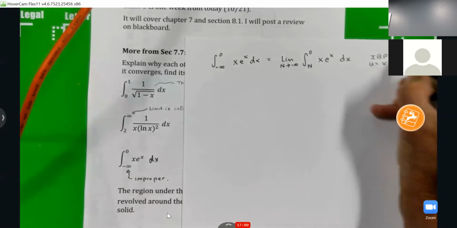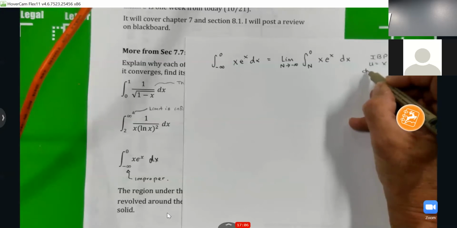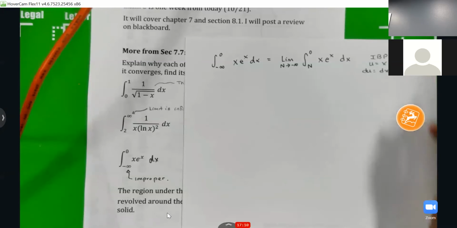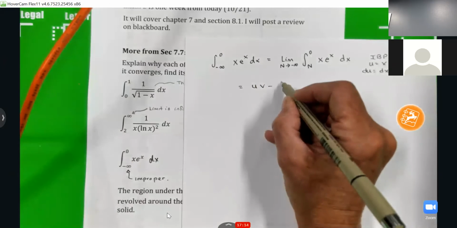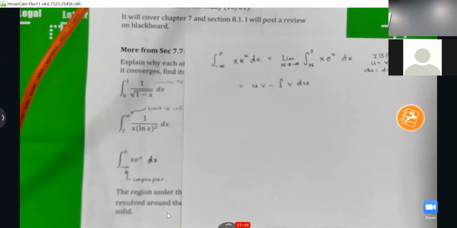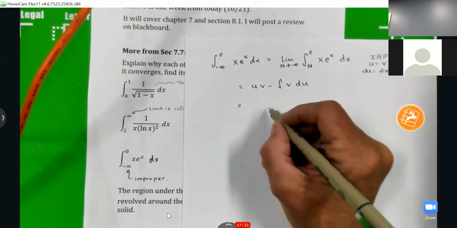U is always the polynomial term unless we've got a logarithm. dv then is going to be the e to the x. du is dx, and v is e to the x. And so our integration by parts will be uv minus the integral of v du. And so we're going to have x e to the x.